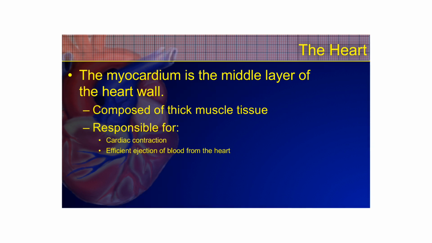Of course, your heart has three layers, and in the middle is the myocardium. It's comprised mostly of thick cardiac muscle, and it's responsible for cardiac contraction and efficient ejection of blood from the heart. So that thick myocardium is what we need to send that blood to both the lungs and to the entire body. Of course, we know since the left side of the heart is pumping blood at a higher pressure, the left side of the heart has a thicker myocardium. It actually kind of dominates most of the heart size, that left ventricle.